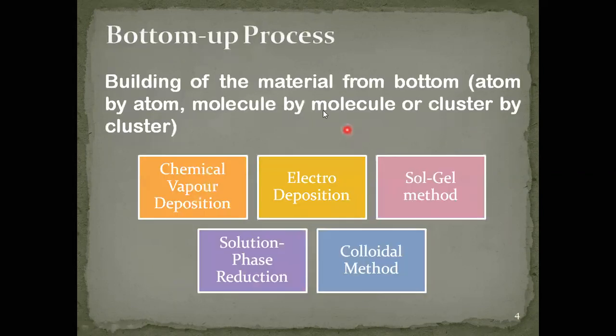Next is the bottom-up process. We call it the bottom-up process because we are going to build the nanomaterials themselves. We are going to prepare the nanomaterials atom by atom, molecule by molecule, or cluster by cluster. It's not like taking the bulk material and reducing it, as we did in the top-down process. Bottom-up means single atoms are made into a group, a cluster, and that becomes a grain. We are building the material, and hence it is called the bottom-up process.